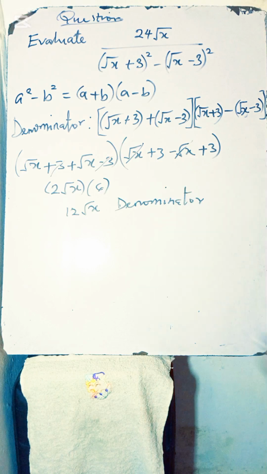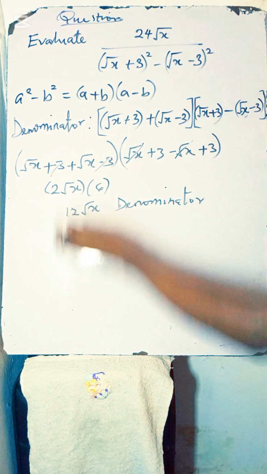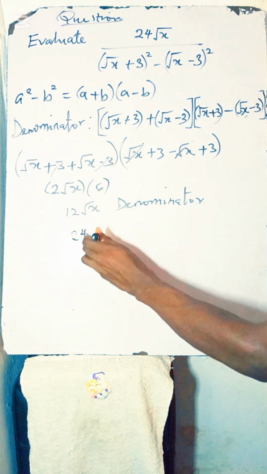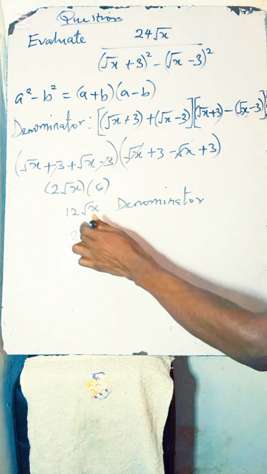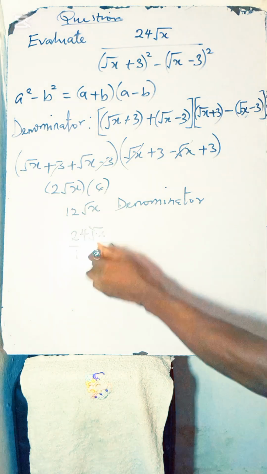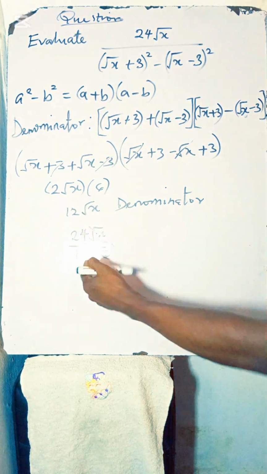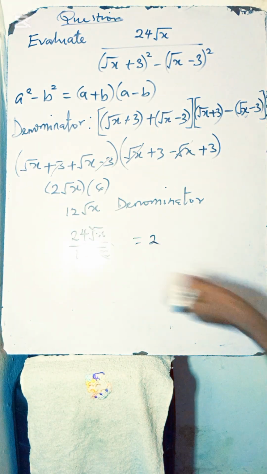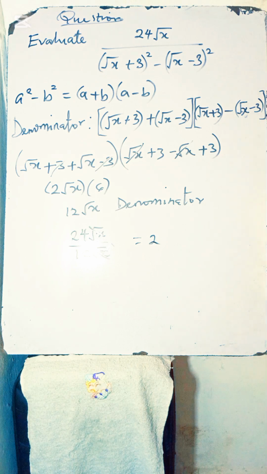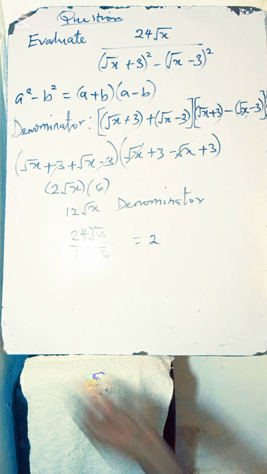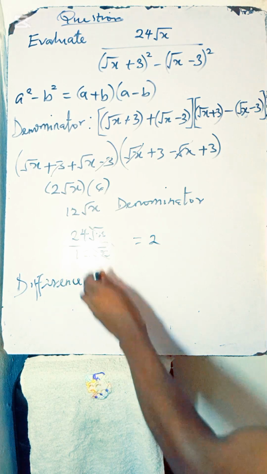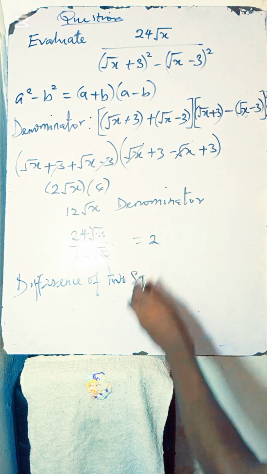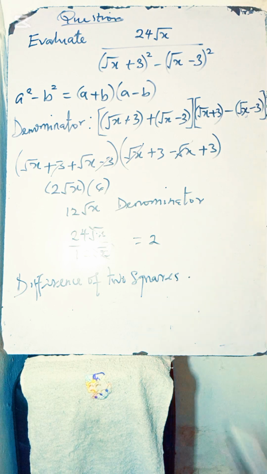Having this as the denominator, we bring it back to the question: we have 24 root x over 12 root x. If root x cancels out root x, 24 over 12 is equal to 2. So this is the fastest method, the difference of two squares approach, and that is the method.